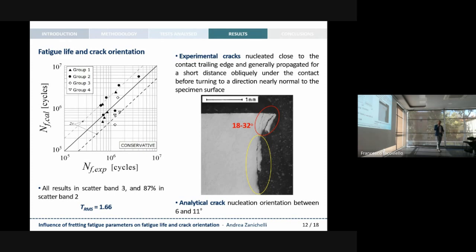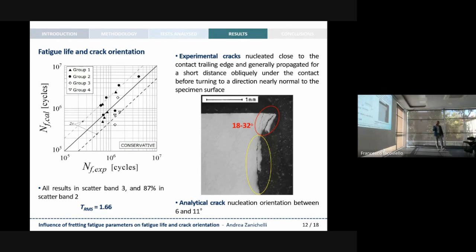So let me now describe the results obtained by employing this methodology. In particular, on the left part of the slide, the calculated values of fatigue lives are plotted against the experimental ones. And as you can see, we have obtained quite a good estimation, since almost all the results fall within scatter band 2, and with an overall TRMS value equal to 1.66. On the other hand, on the right part, a broken specimen coming from the experimental campaign is shown.